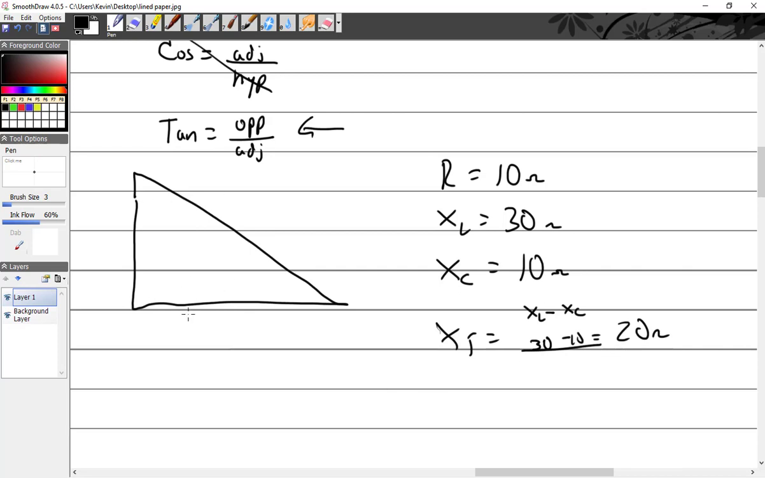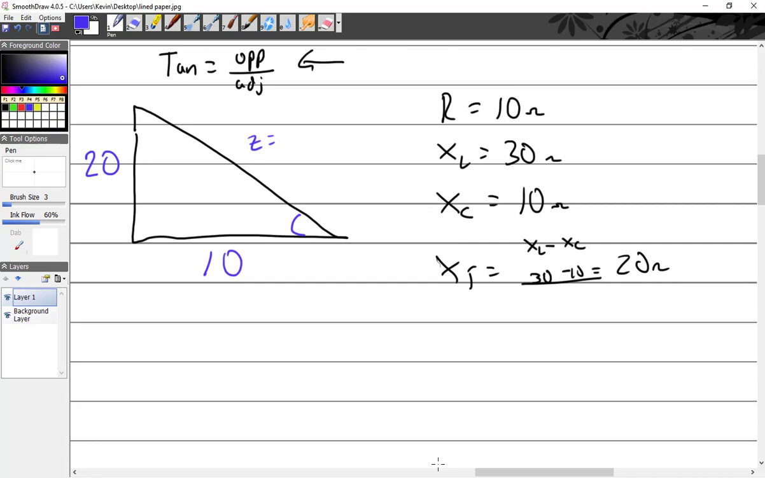Okay? Where does that go on my triangle here? Opposite. It goes right here. 20. What is down here on this line? 10. Okay, what is my z? Well, I don't really need to know right now, do I? If I just want to find this out. So let's try it. I'm using tangent, right? Tangent equals opposite divided by adjacent. What's my opposite? 20 over 10, which equals 2.